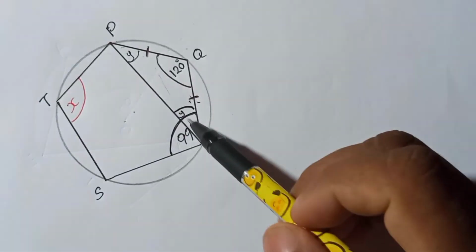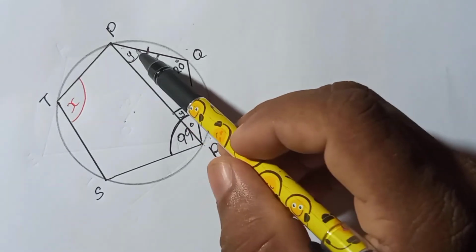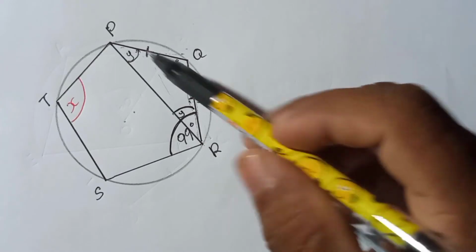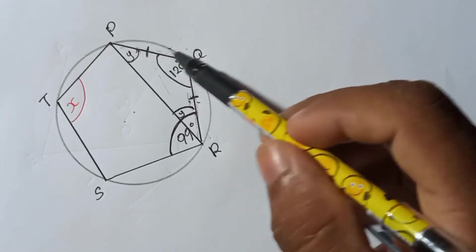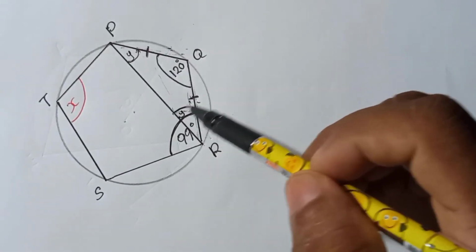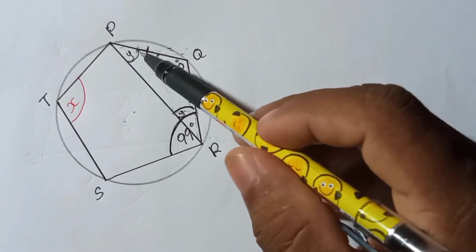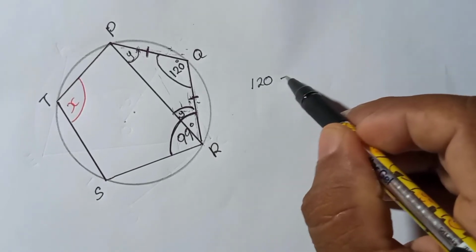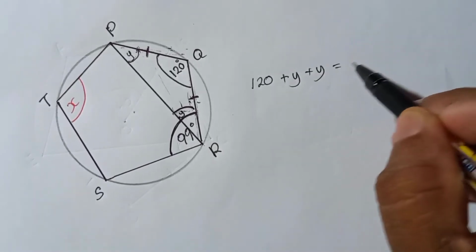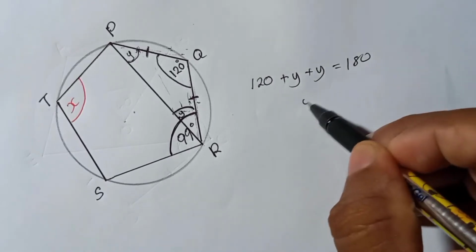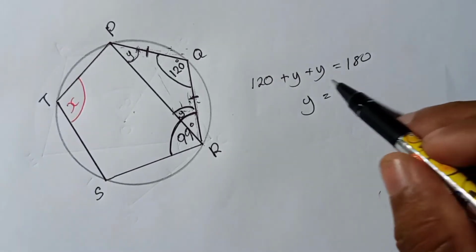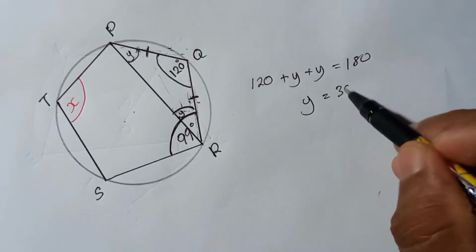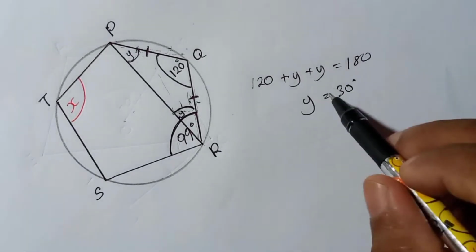Now these two are equal, this angle must equal this angle, because why? These two sides are equal, so the opposite angles of these two sides must be equal. The angle opposite this side is this one, the small one. The angle opposite this side is this one, right? So that means these two are equal. So you can write 120 plus y equals 180, and you can get y here, but 60 divided by 2 means 30.